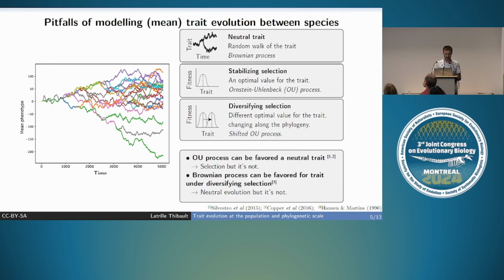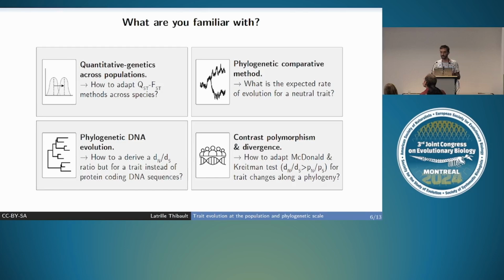So this is problematic. And the way we want to address that is by building an index that will tell you how fast the trait is evolving. Depending on what you study, there are different possibilities here. Not all of them are covered, but that's going to help you build an analogy for what we're going to see later. If you are in quantitative genetics across populations, the question is, how could you take a QST-FST test and make that work across different species?